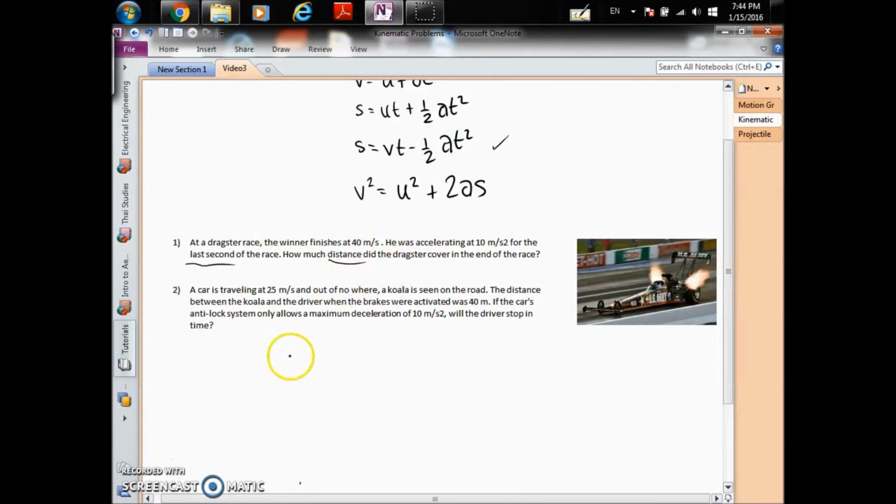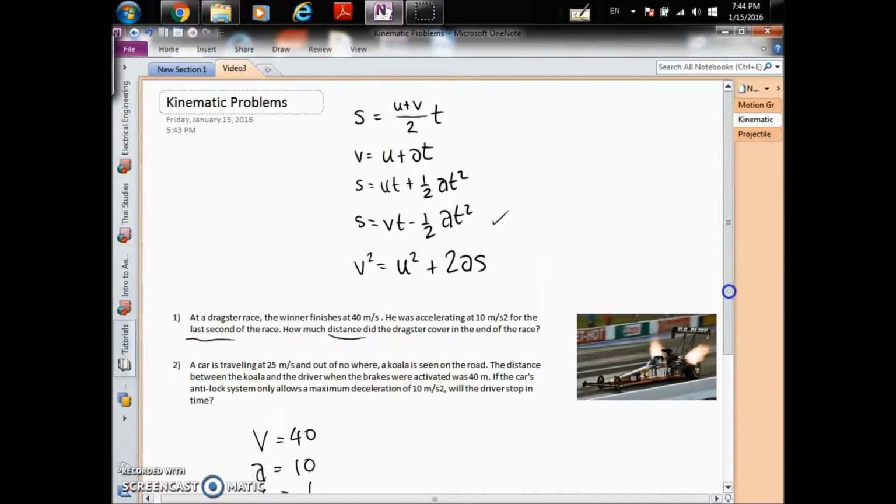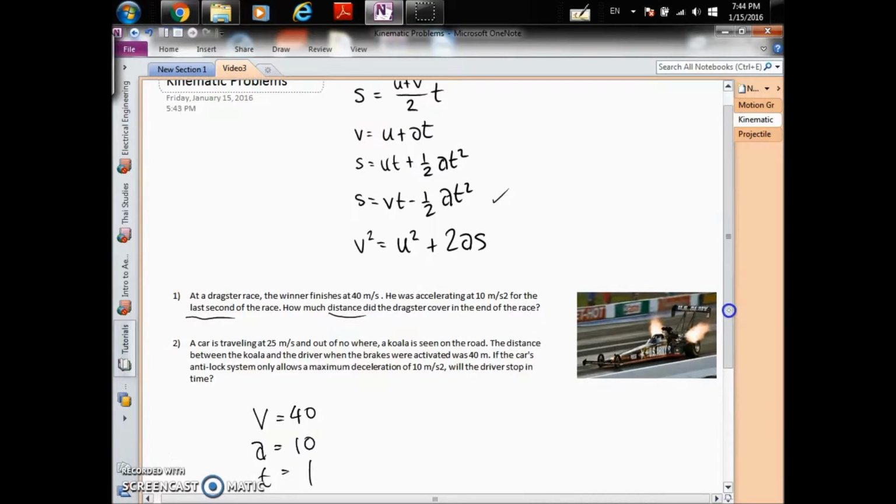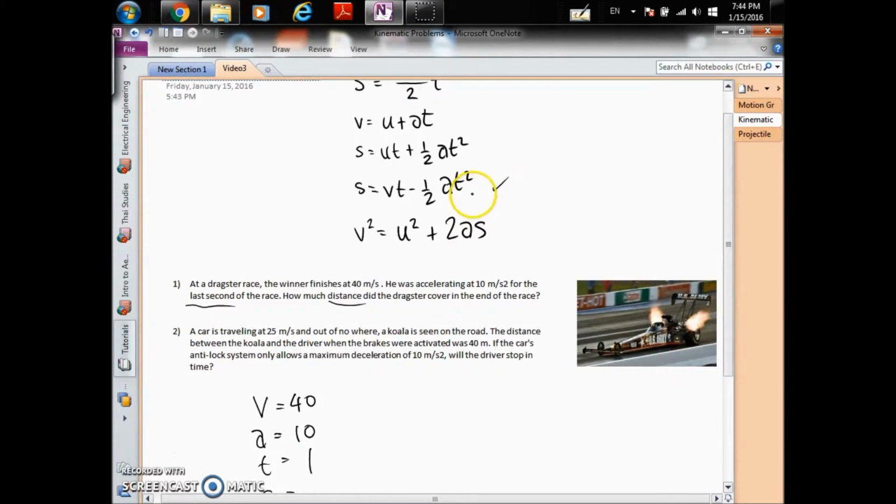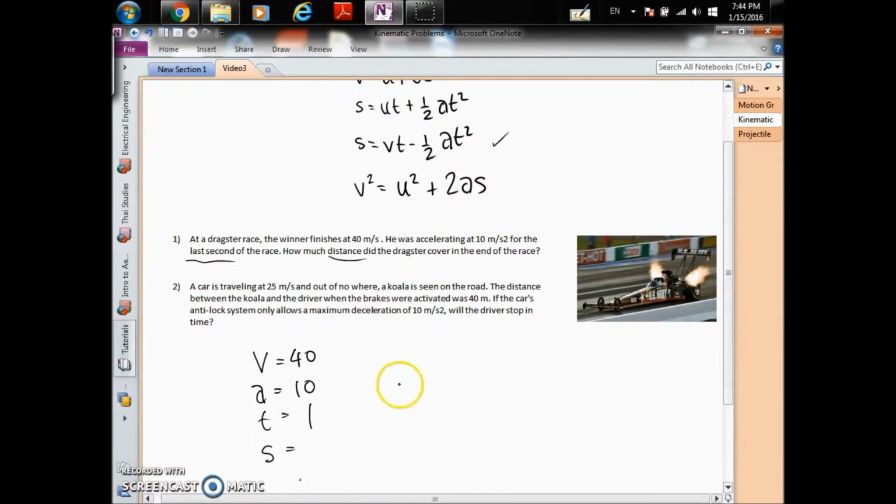Question 1. The winner finishes at 40 meters a second, so that means V equals 40. Acceleration is 10, as we can see there, and the time is the last second, so T equals 1. They want us to find S. So look back at the equations and find which equation has S unknown and V, T and A known. As we can see, it's that one there. So simply solve the equation.